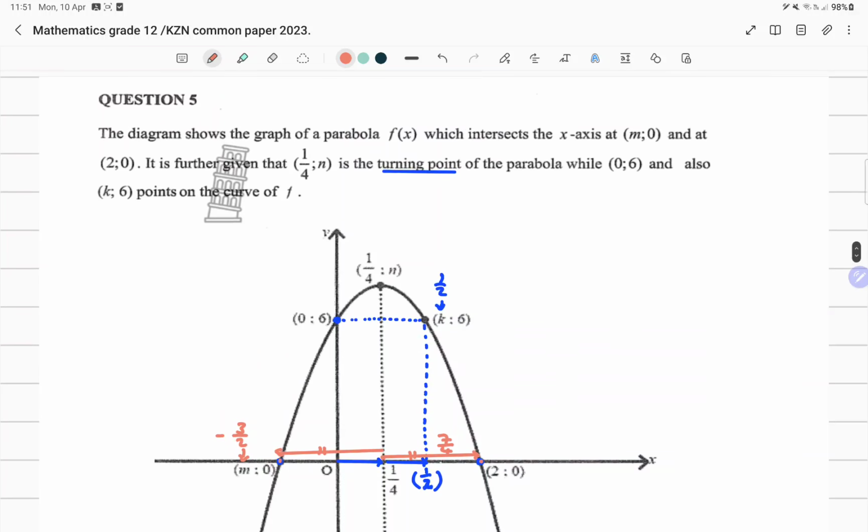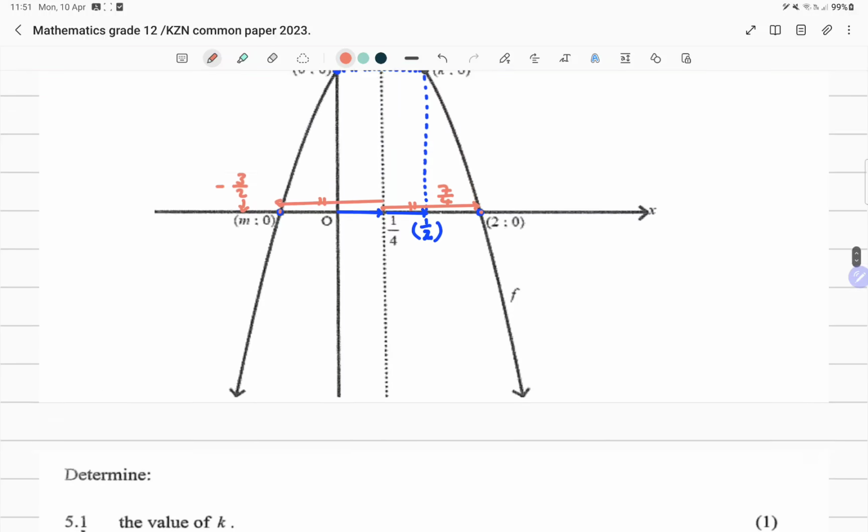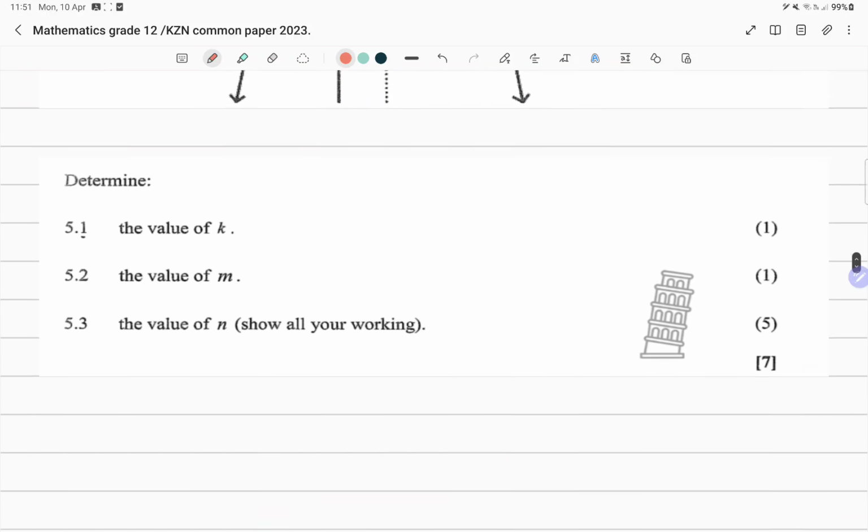Anyway, that's it. I think let's just move on. It says now determine the value of k. Again, 1 mark. So once it's a 1 mark, you already know that you're going to be using symmetry there, which is pretty simple. So let's do.